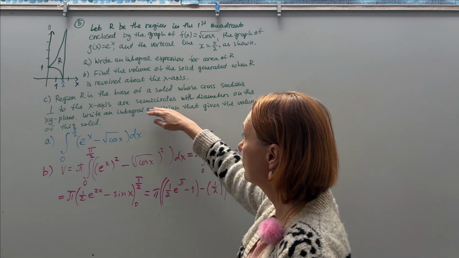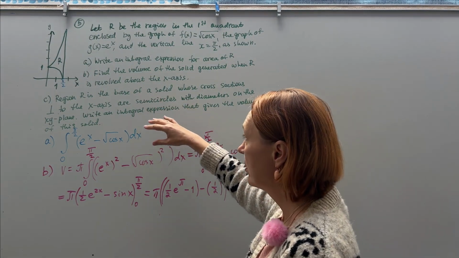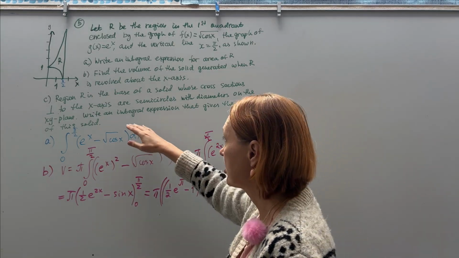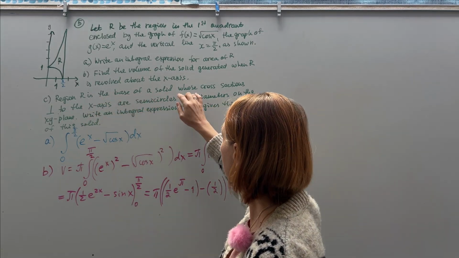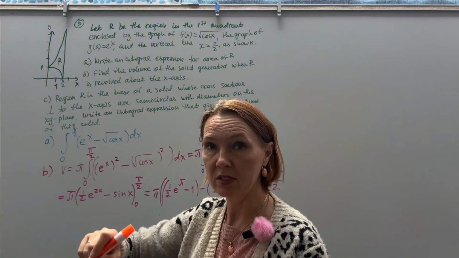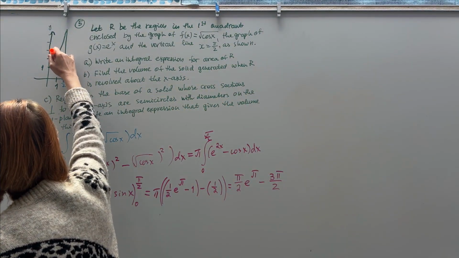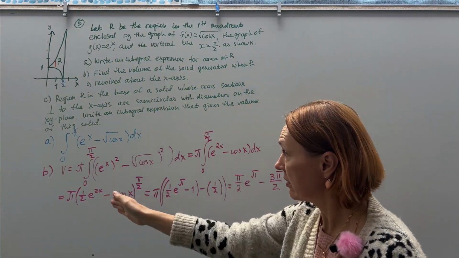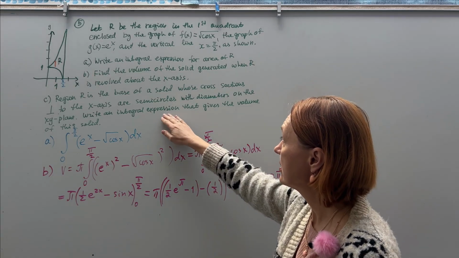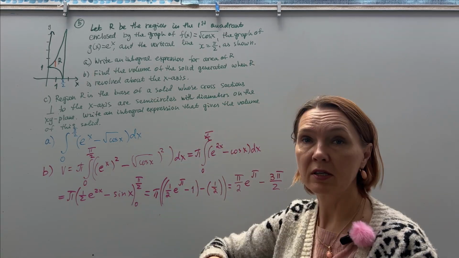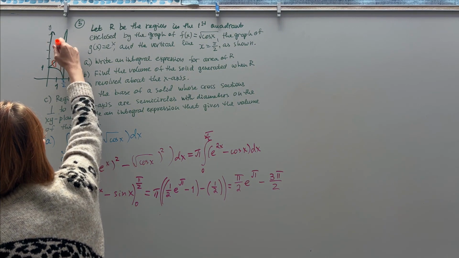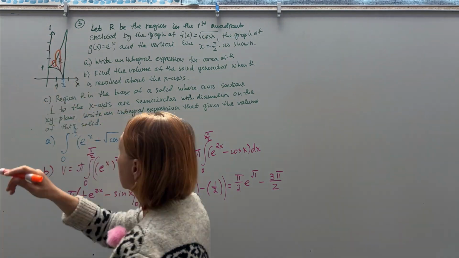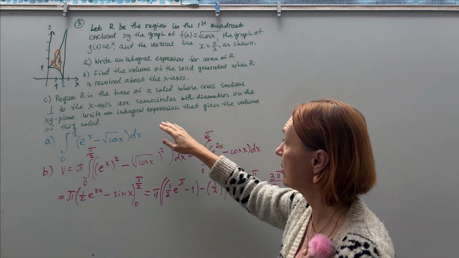For part C, we need to find the volume that is created by cross-sections. Our cross-sections are like this. Region R is the base of a solid whose cross-sections perpendicular to the x-axis, so they go like this, down, perpendicular to the x-axis, are semicircles with diameters on the xy plane. So they look somewhat like that. So diameters are on the xy plane.